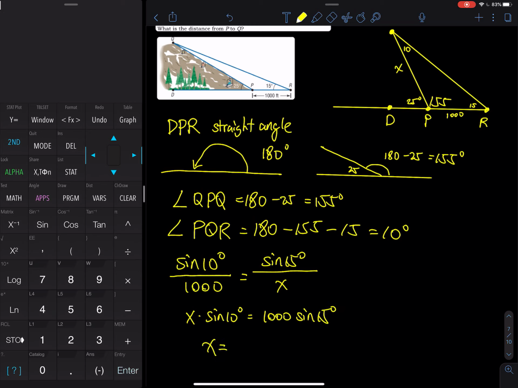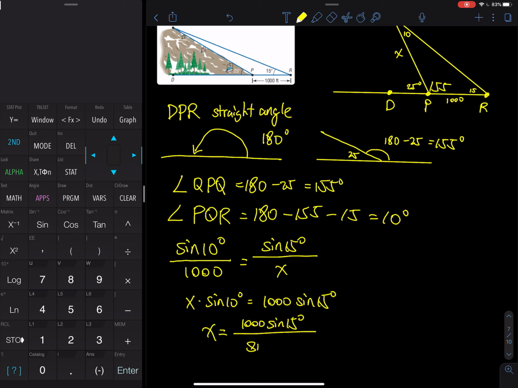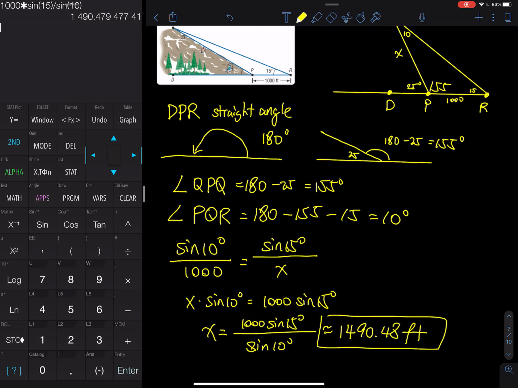So X is equal to 1,000 times sine of 15 degrees divided by sine of 10 degrees. Again, this must be in degree mode. Remember to close the parenthesis before you divide by sine of 10 degrees. That equals around 1490.48 feet. So that is the distance from point P to point Q.